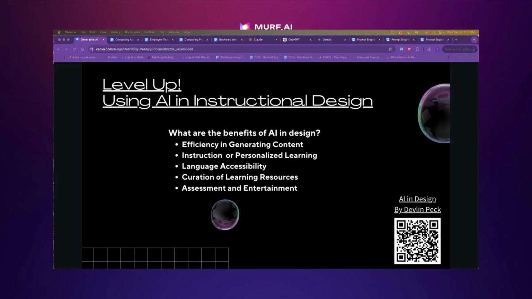And then lastly, assessment and entertainment. We no longer have to rely on just plain multiple choice questions or very basic short answer. We now have a whole world that we can use with generative AI. And not only can you use generative AI to give you suggestions for what to do for assessments, but we can also use it to actually test the skills and knowledge of our learners. So we're going to look through some of the common activities that instructional designers do and how AI can help.